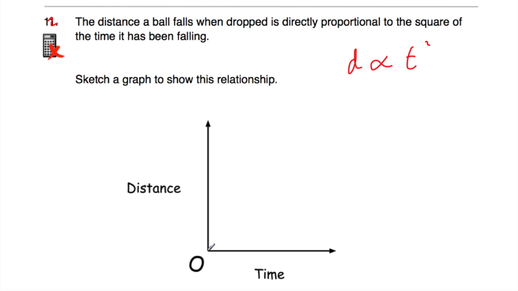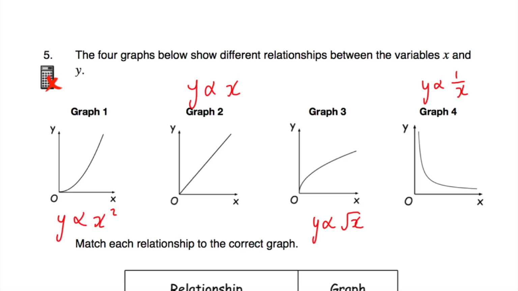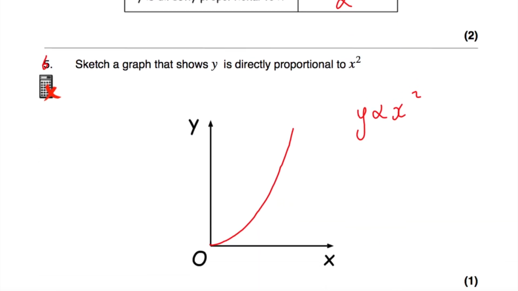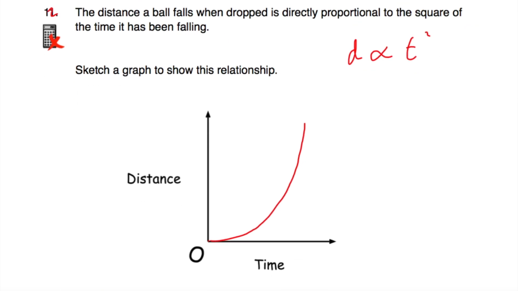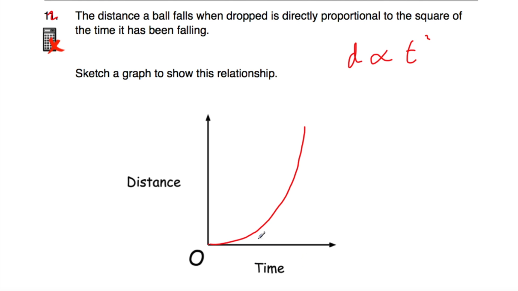So we're going to start at the origin, because obviously whenever time is equal to 0, it hasn't fallen at all yet. And then it's going to curve upwards like so. And if we think back to question number 6, we were asked to sketch y is directly proportional to x squared. And we had that sketch. And this is the same, obviously, we've just got different variables. Instead of x, we've got t. And instead of y, we've got d. And that's it. So this graph would represent this relationship. The distance it falls is directly proportional to the square of time, or t squared. It's that quadratic relationship, like so.